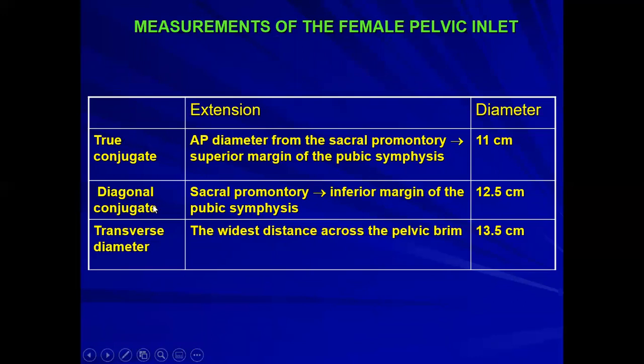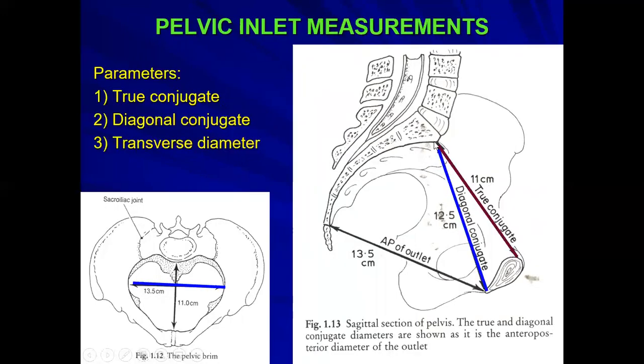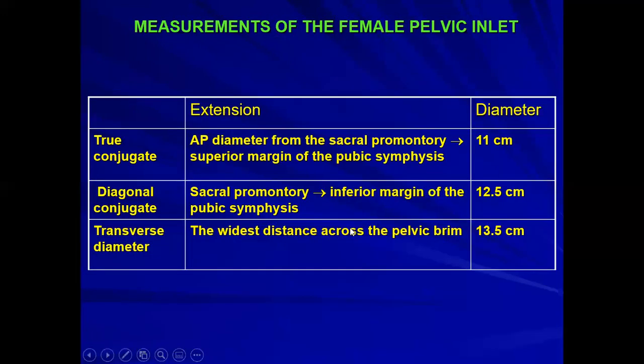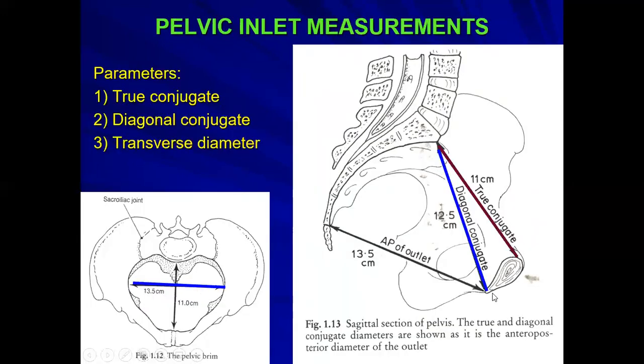And for the diagonal conjugate, how we measure it: we draw a line from the sacral promontory here toward the inferior margin of the pubic symphysis. This is the inferior margin of the pubic symphysis. This is the diagonal conjugate. So the length is about 12.5 centimeter, so it is longer than the true conjugate.